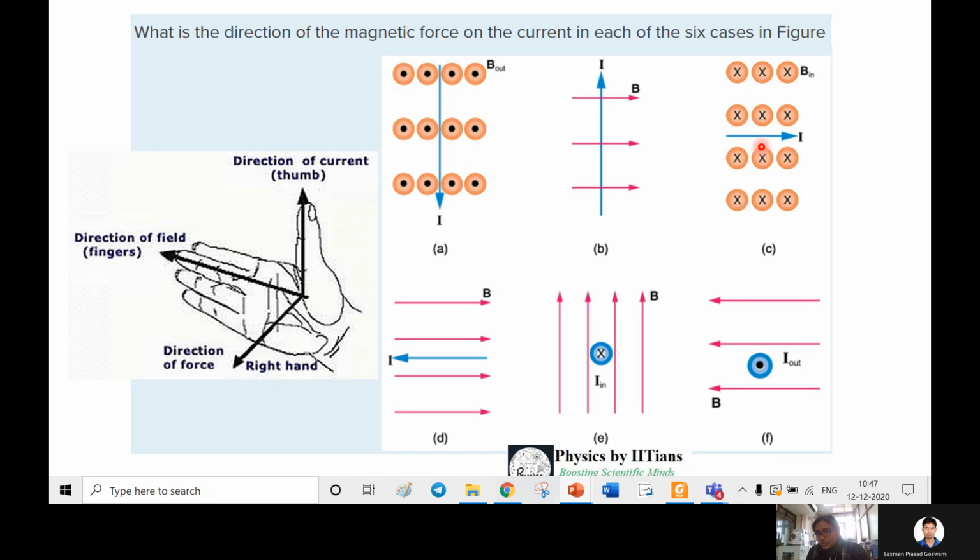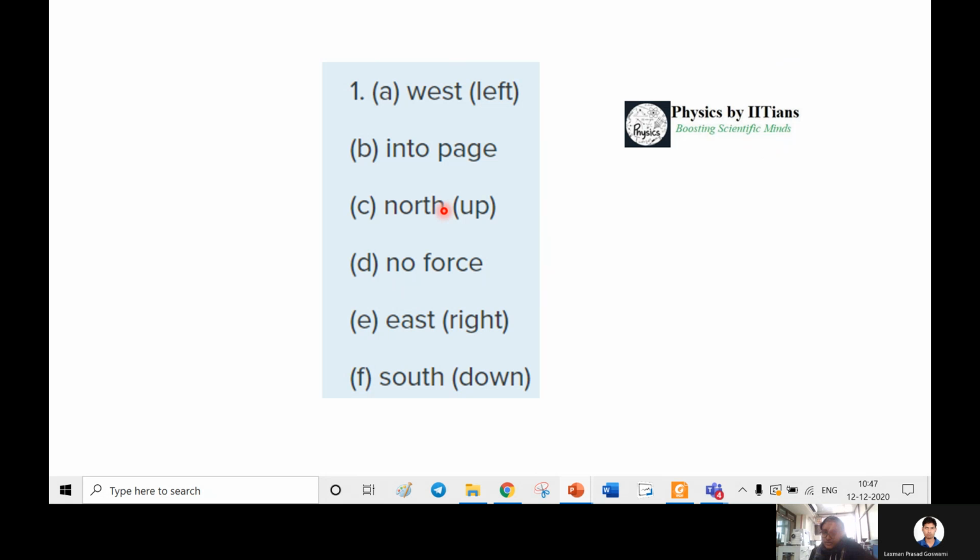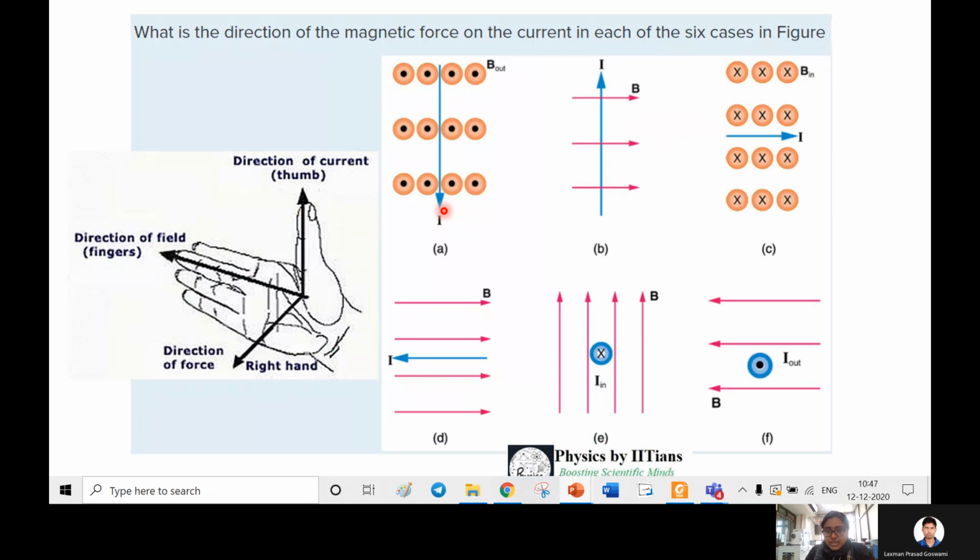Whatever you have to do here, you have to make your thumb along the current direction and place your fingers along the magnetic field direction. It is into the page. So the palm is facing the north direction, and the answer will be north, or the up side. Let us take another example.